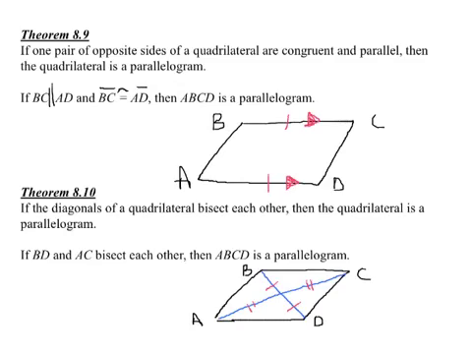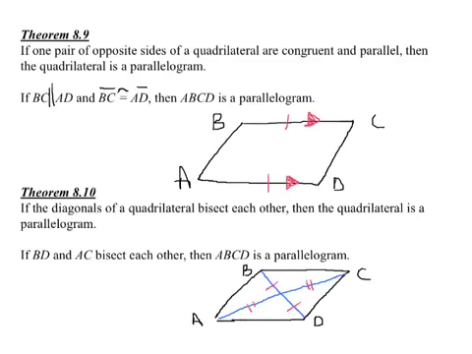All right, moving on. Theorem 8.9: if one pair of opposite sides of a quadrilateral are congruent and parallel, then the quadrilateral is a parallelogram. So if BC is parallel to AD and BC is congruent to AD, then it's a parallelogram.